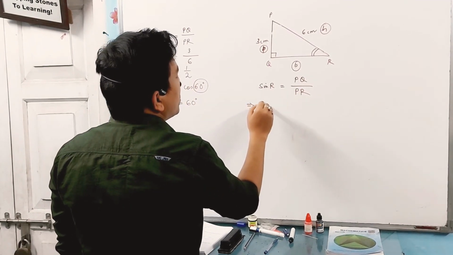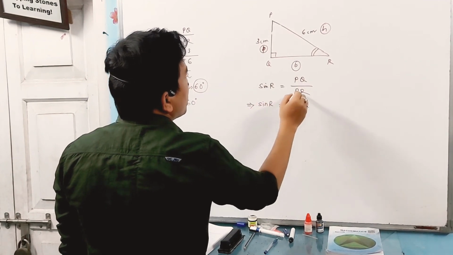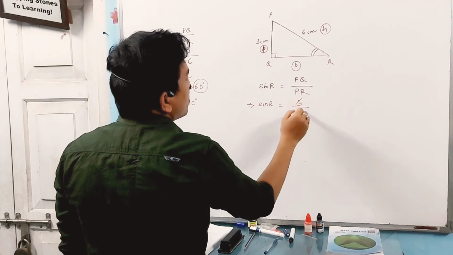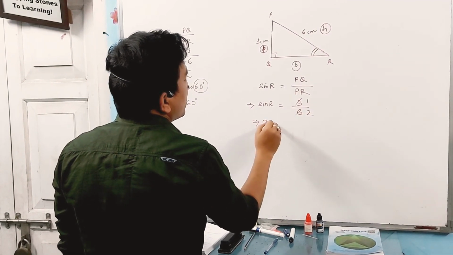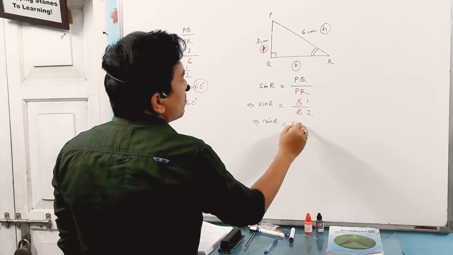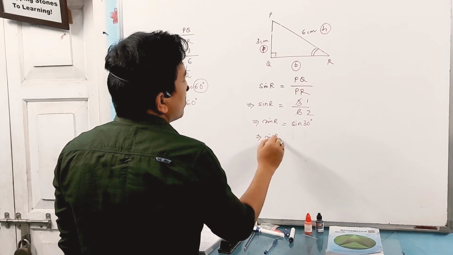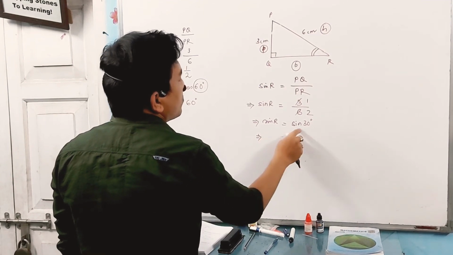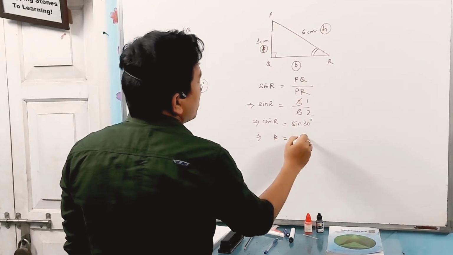So sine R is equal to, PQ is given as 3 centimeter, and PR is given as 6. 3 will cancel 6 two times, and we got sine R equal to 1 by 2, no? Sine of 30 degree will be 1 by 2. So finally we got the value of R as 30 degree.